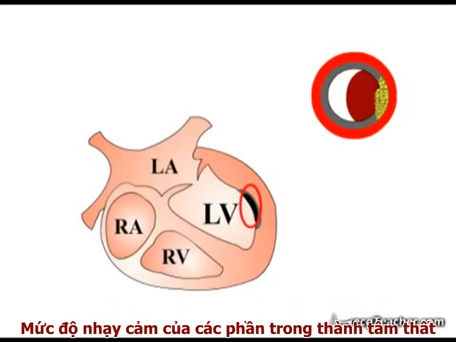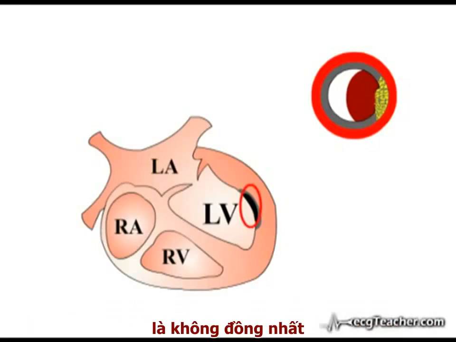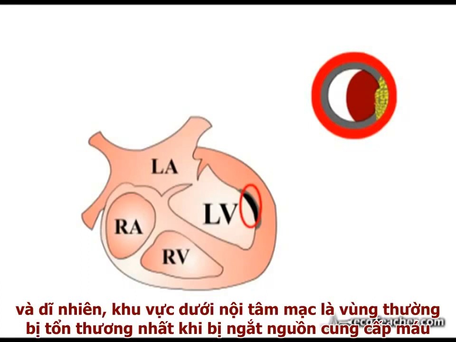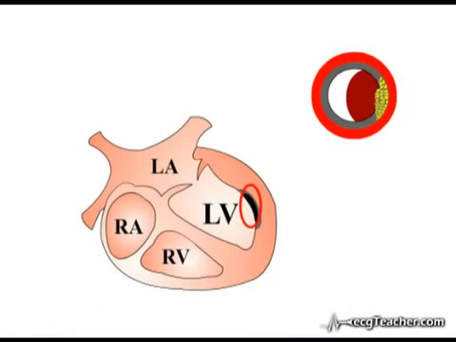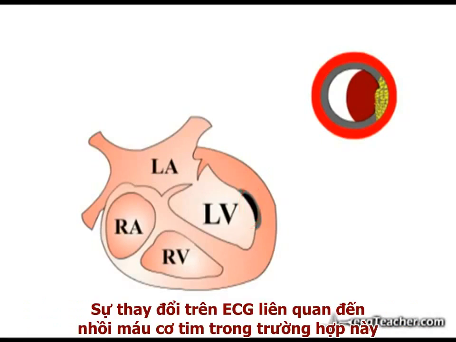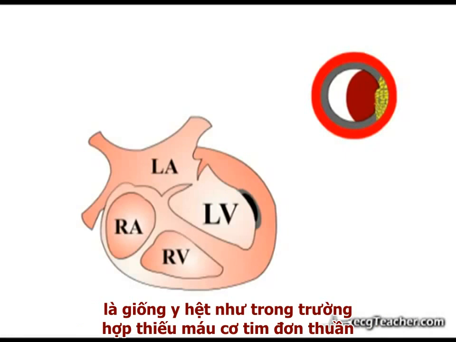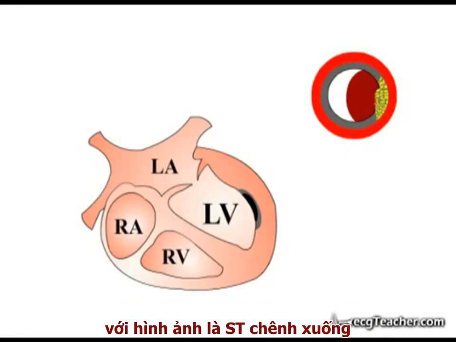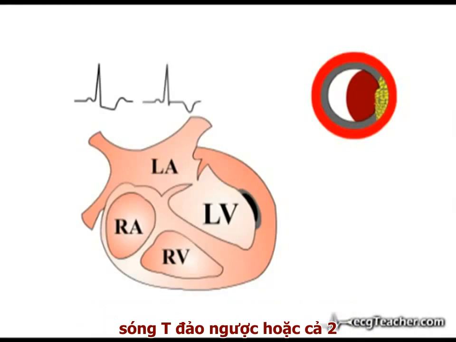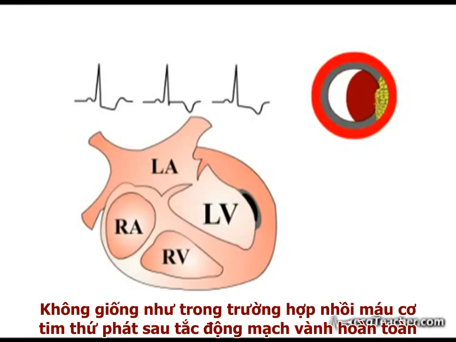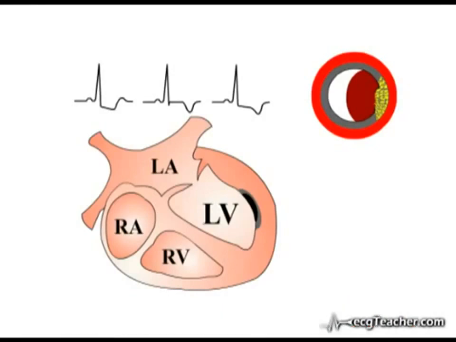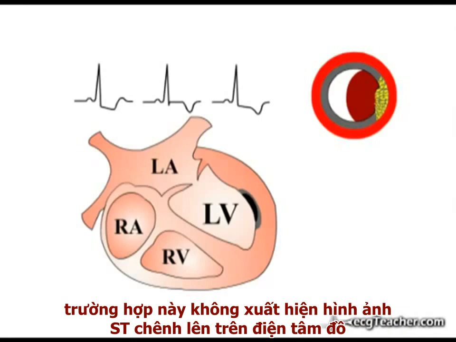The susceptibility of the ventricular wall to this type of partial thickness infarction is not uniform. Again, the subendocardial region seems to be the most precarious in terms of blood supply. The ECG changes associated with infarction in this situation are identical to those of pure ischemia, with depression of the ST segment, T-wave inversion, or both. Unlike infarction secondary to complete vessel occlusion, ST elevation is not observed on the ECG.